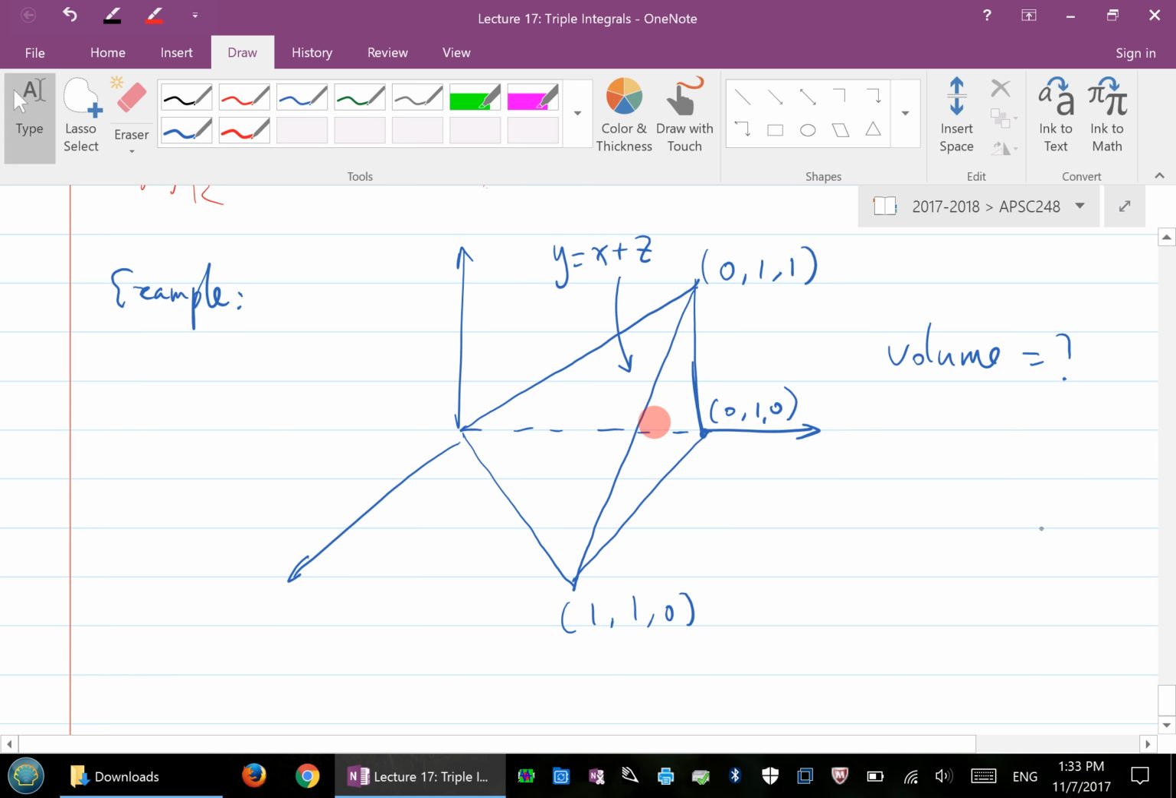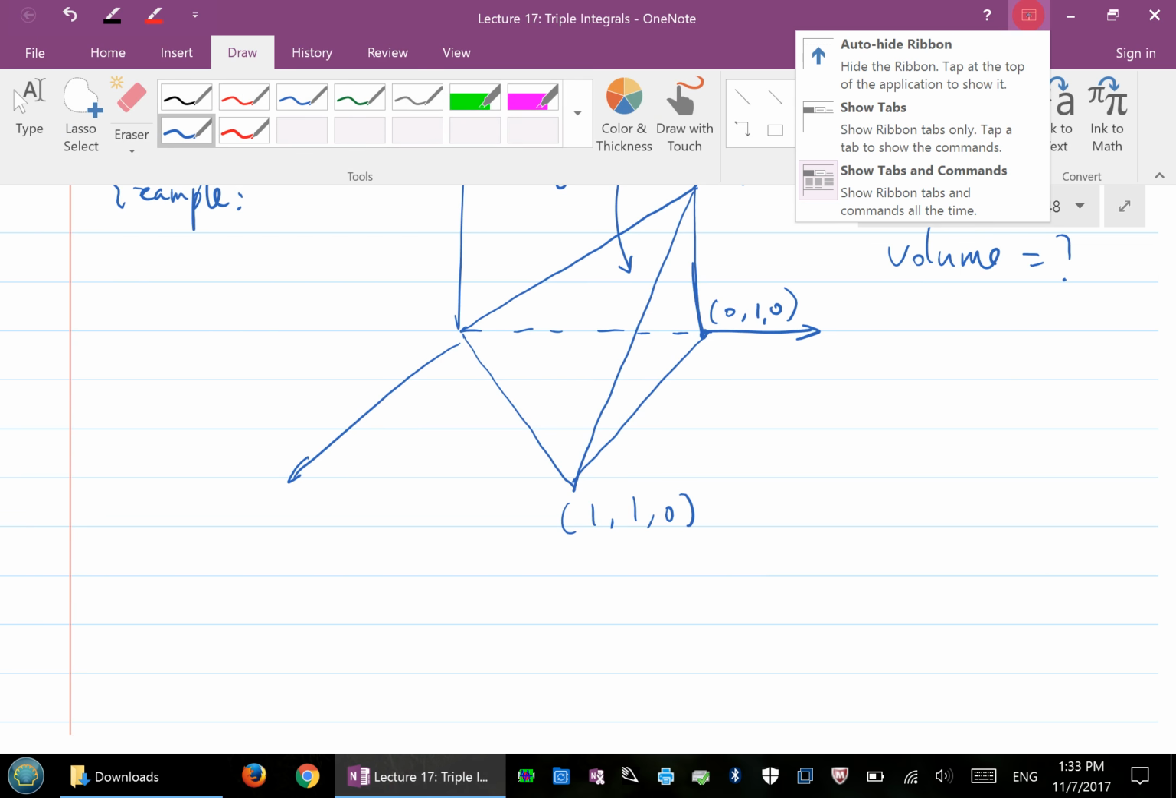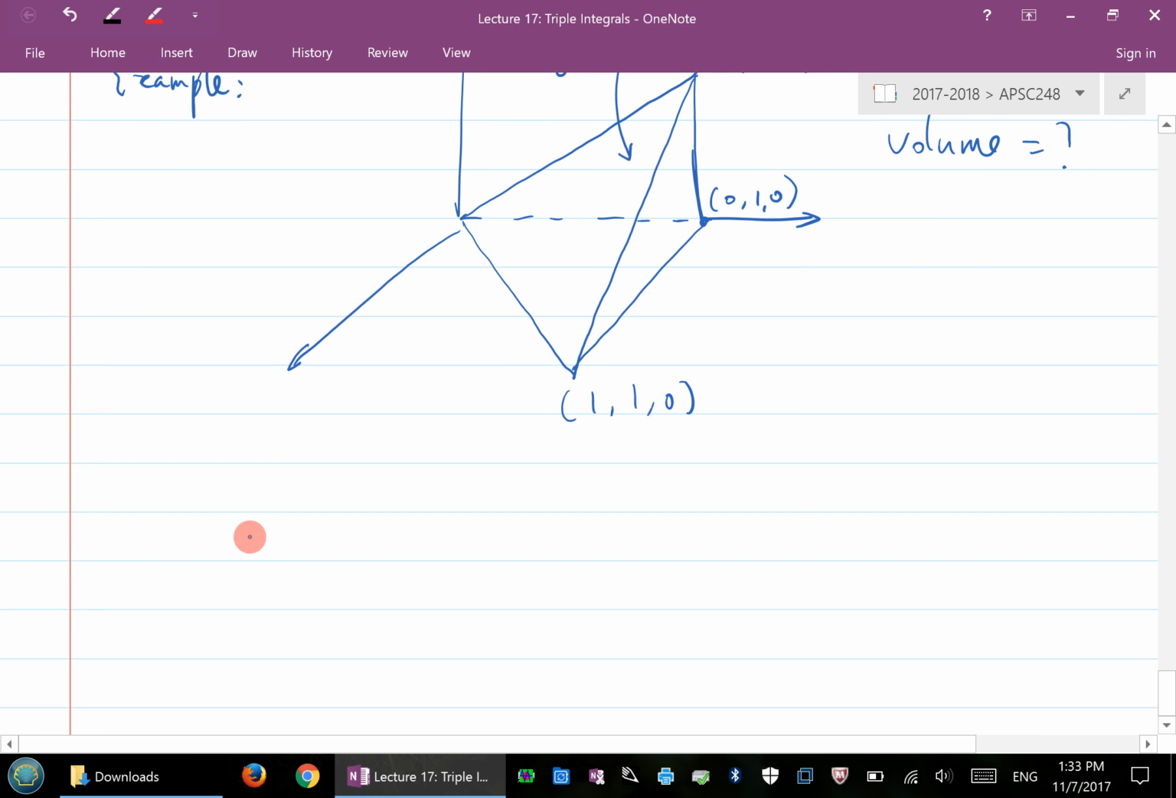Okay? So let's say in this case here, here's my new order of integration. We are trying to do dy, dz, and dx. So this is what we're going to do: we're going to do this order, dy, dz, dx.